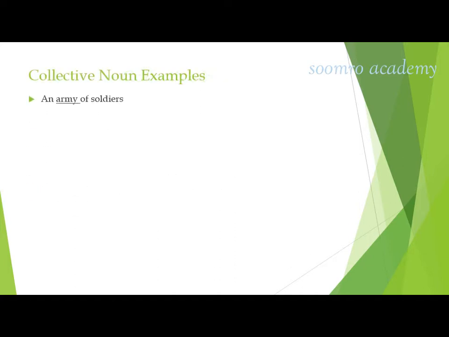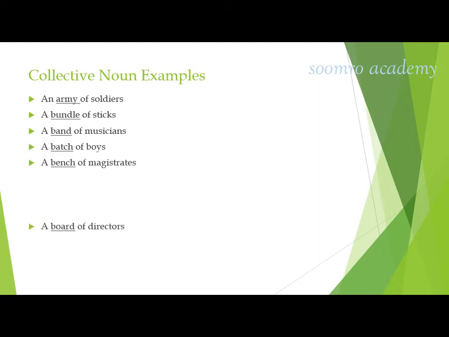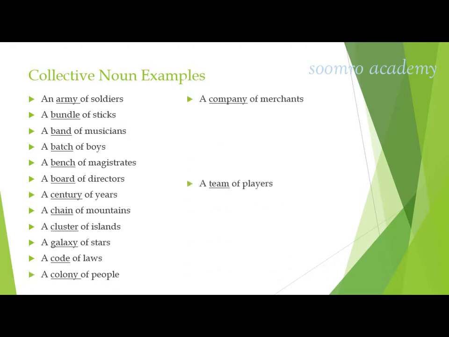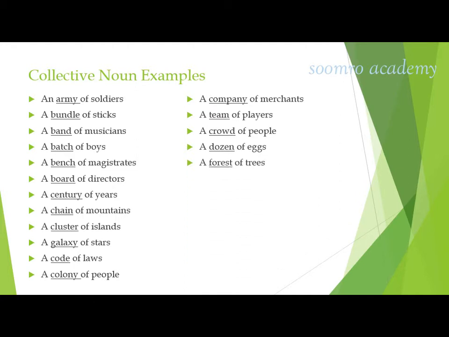Collective noun examples: an army of soldiers, a bundle of sticks, a band of musicians, a batch of boys, a bench of magistrates, a board of directors, a century of years, a chain of mountains, a cluster of islands, a galaxy of stars, a code of laws, a colony of people, a company of merchants, team of players, a crowd of people, a dozen of eggs, a forest of trees.